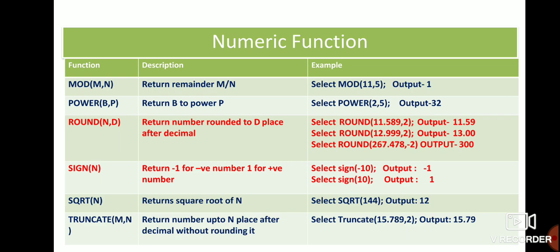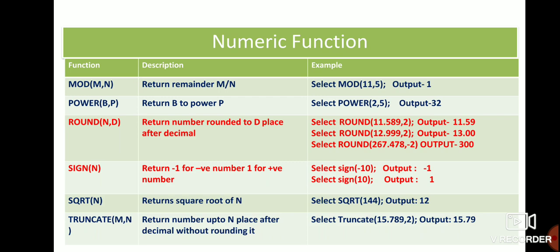Next is numeric function. There are various numeric functions. First one is mod. It returns the remainder of m by n. Like select mod 11 comma 5. So 11 divided by 5, it will return the output as what? 1. Power b comma p returns b to the power p. Select power 2 comma 5. So 2 raised to 5. What will be the output? 2 will be multiplied 5 times, and you will get the output as 32.